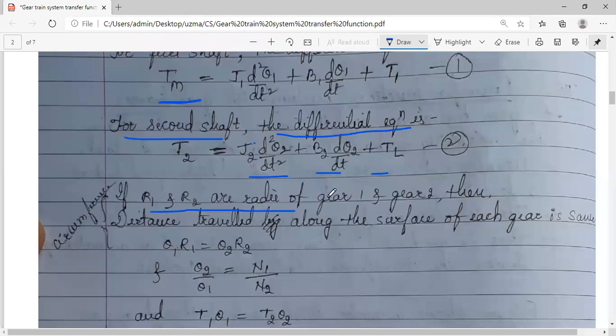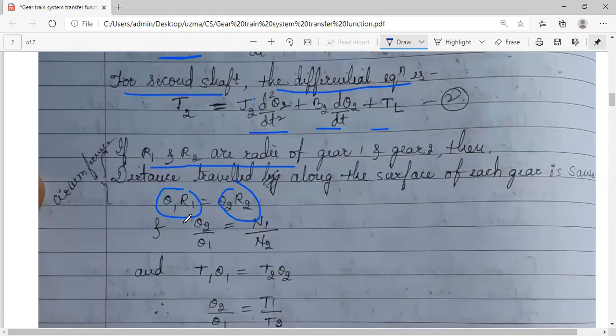R1 and R2 are the radii of gear 1 and 2. Even though the sizes of those two gears are different, one is bigger, one is smaller, the angular displacement, the angular distance that they cover, the angle, is the same. So that's why you can see here R1 into theta 1, which will give you the circumference, is equal to R2 into theta 2. I have equated them. Even though they have different radii, the distance traveled is the same.